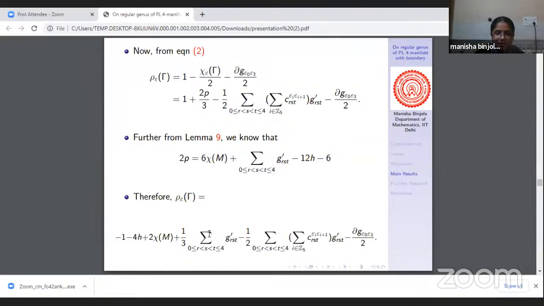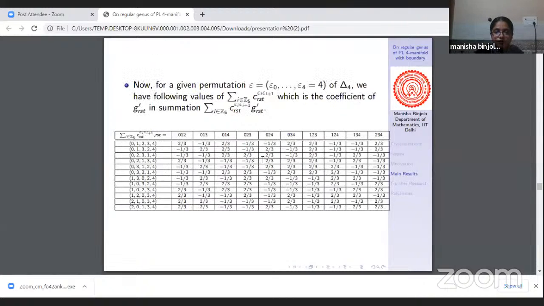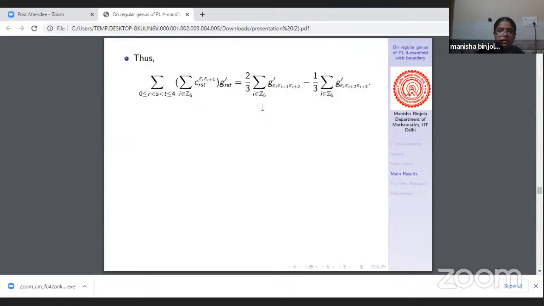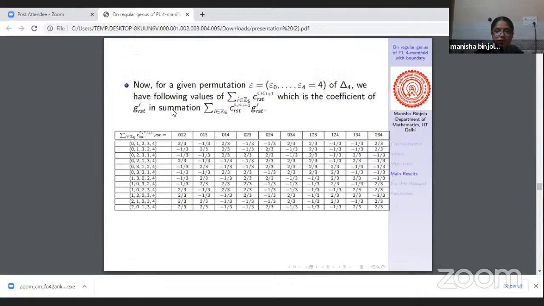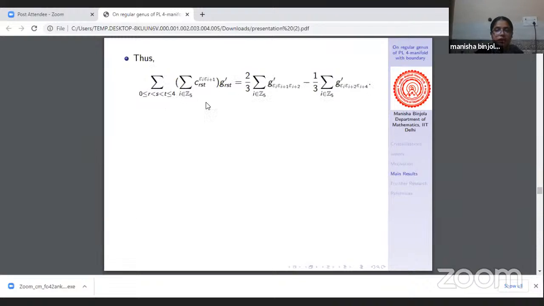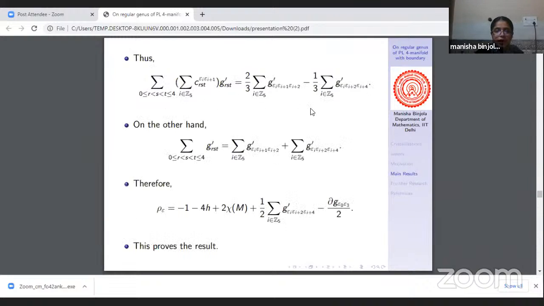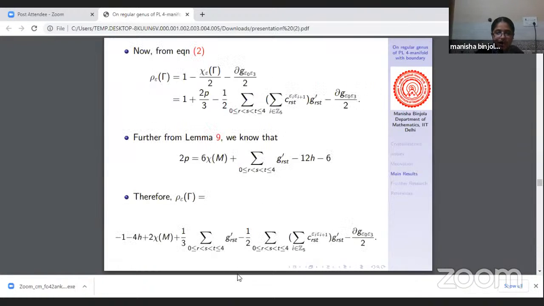We'll solve this summation and this summation. And this table gives the entries for this summation only. Okay? One can solve it explicitly. And then from the table, we get this summation equals this thing. And this summation G dash RST, which we'll use here. So we have solved this one from the table.